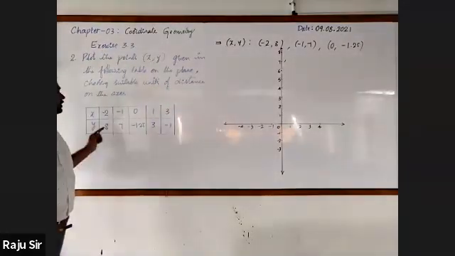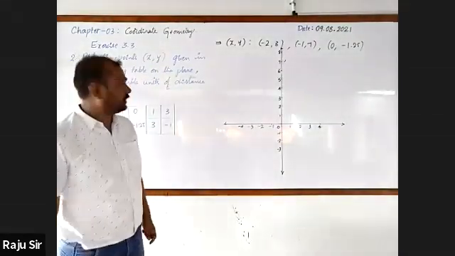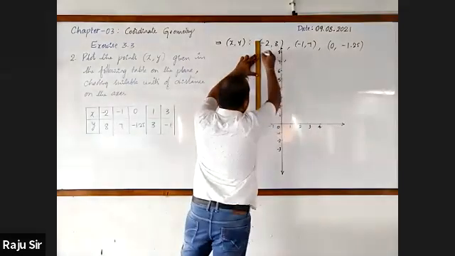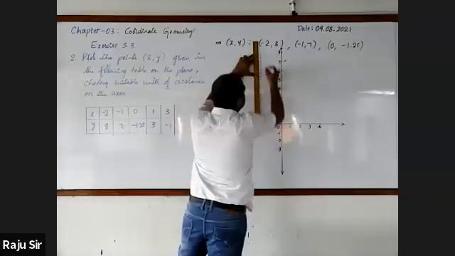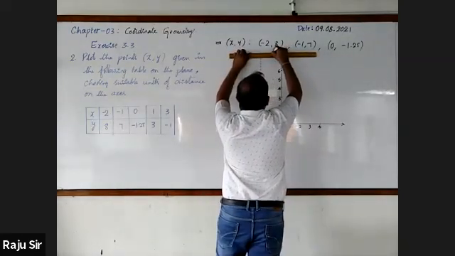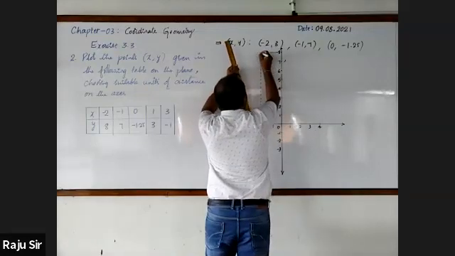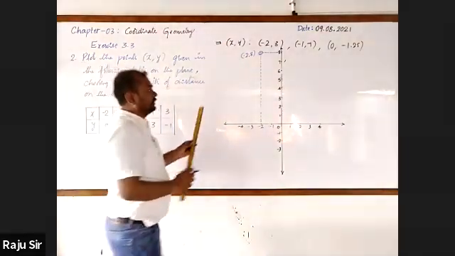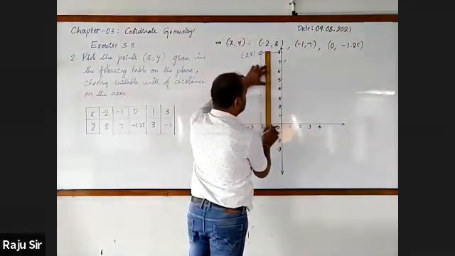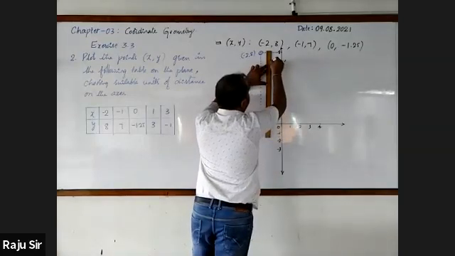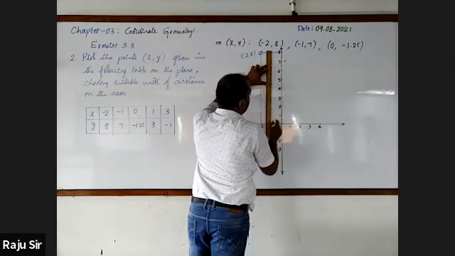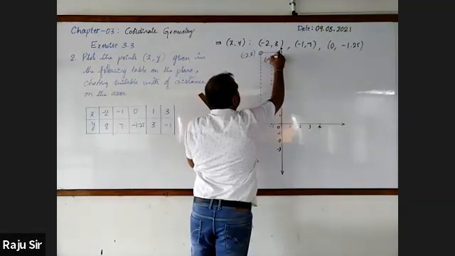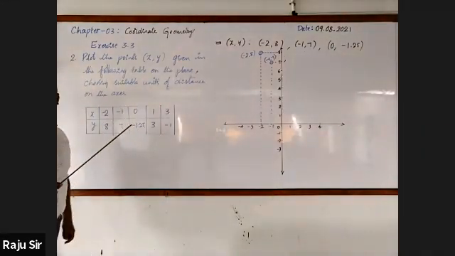Let us mark first -2, comma 8: -2 on the X axis, 8 on the Y axis. Next, -1, comma 7. X is -1, Y is 7. Next, 0, comma -1.25.